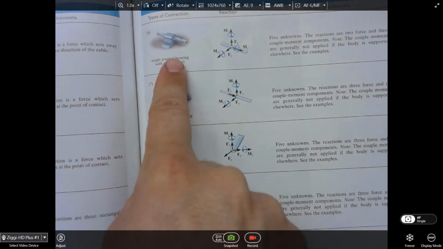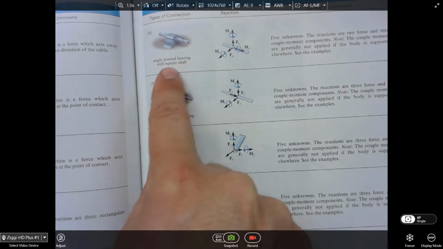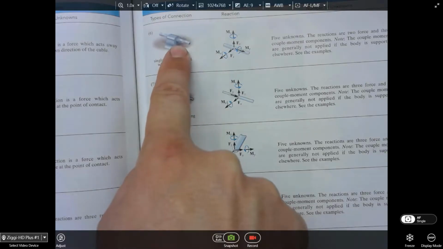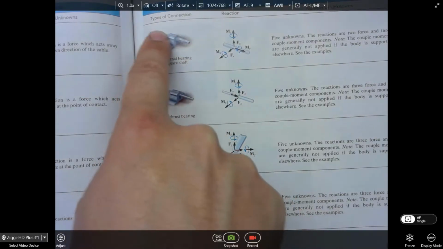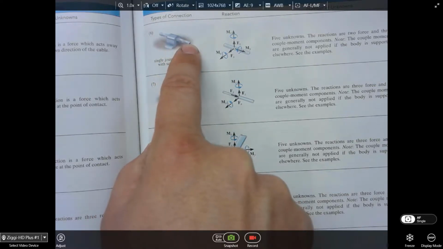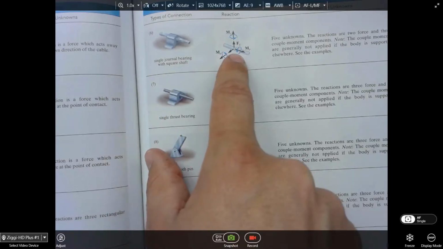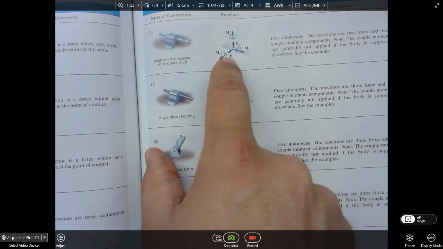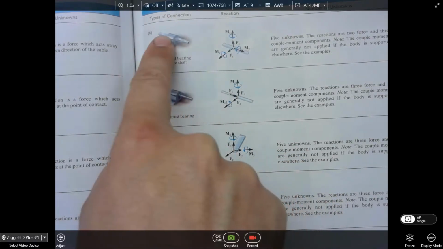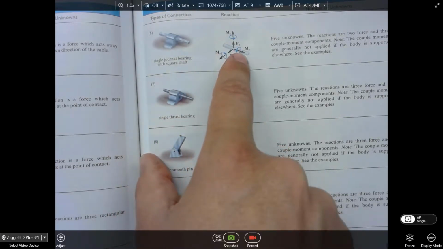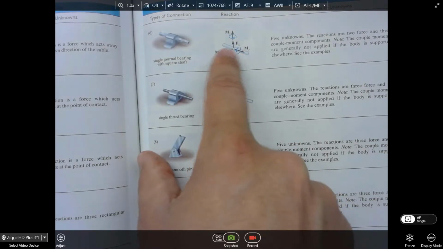So here's a super common thing you see all the time. This is called a single journal bearing with a square shaft. I've never actually seen one of these. It has a square shaft that can slide along this thing. So it's really designed for 5 unknowns, okay? It's going to prevent motion in Z and X, right? It will allow it to slide in the Y. It will resist a moment about the X-axis, about the Z-axis, and about the Y-axis, right? So I have 5 unknowns for this type of joint.